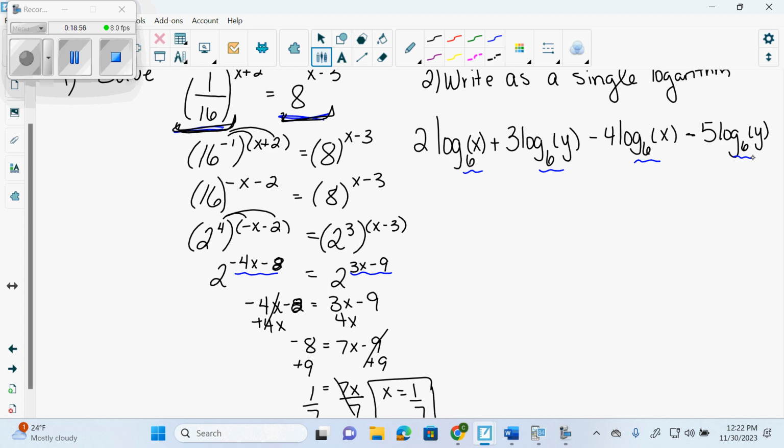You take what's in front and it can go to the exponent, raise it to an exponent.